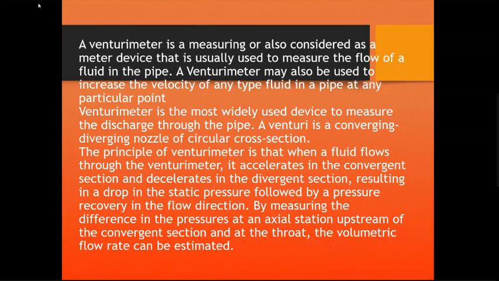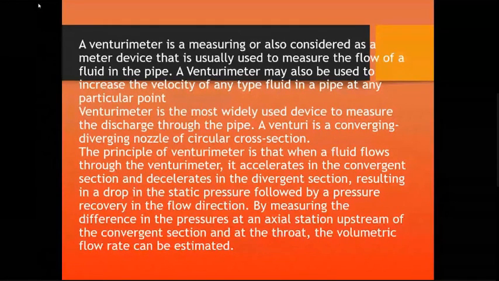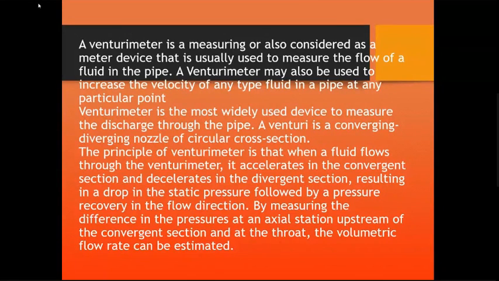The principle of the Venturimeter is that when a fluid flows through it, it accelerates in the convergent section and decelerates in the divergent section, resulting in a drop in the static pressure followed by a pressure recovery in the flow direction. By measuring the difference in pressure at an axial station upstream of the convergent section and the throat, the volumetric flow rate can be estimated. Next.